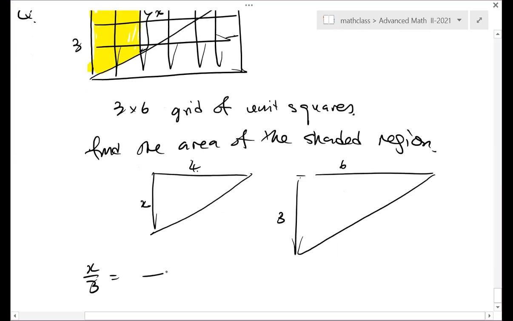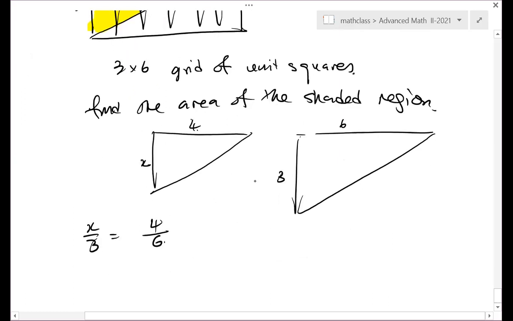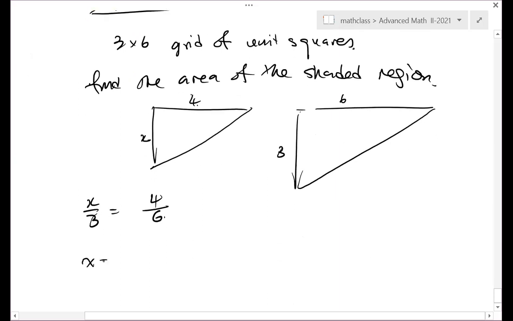So x over 3 is going to be 4 over 6. Okay, x is going to be 4 over 6 times 3. It's going to be 2, right? So 2. Is that correct?